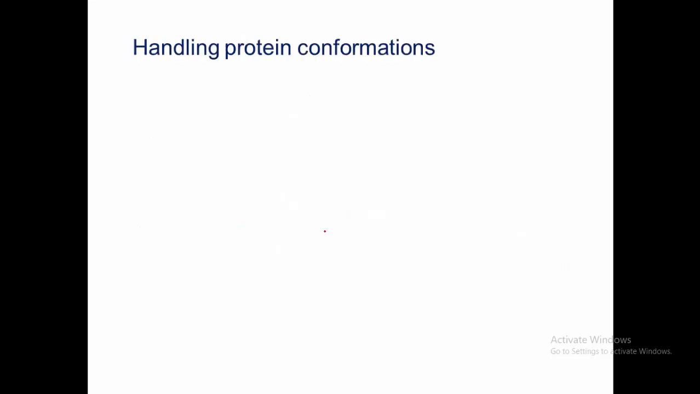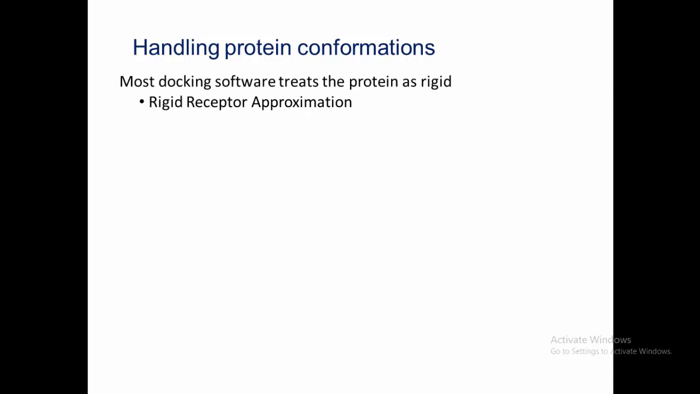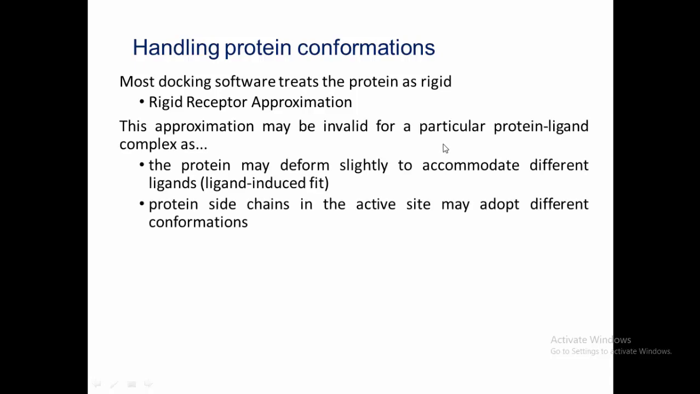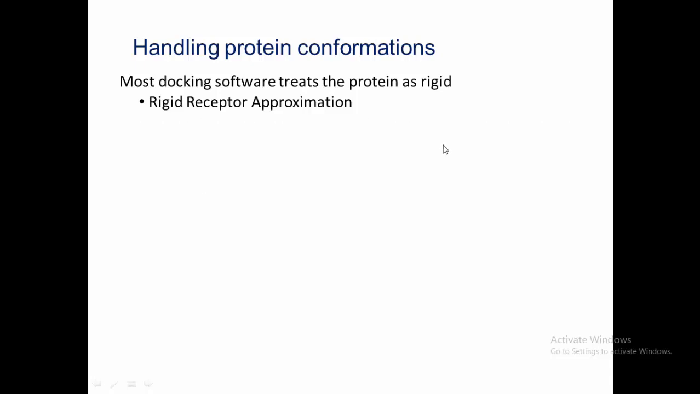Handling protein conformation. If, for example, you are using rigid docking and you want to consider the protein conformation, in this case, what are you going to do? Most docking software treat protein as rigid. We call this rigid receptor approximation.